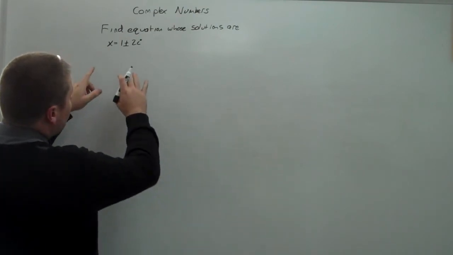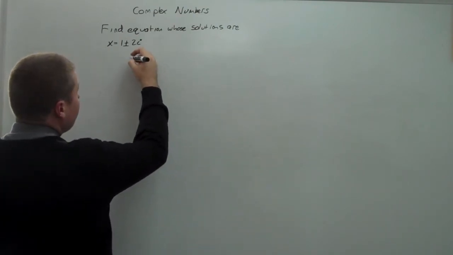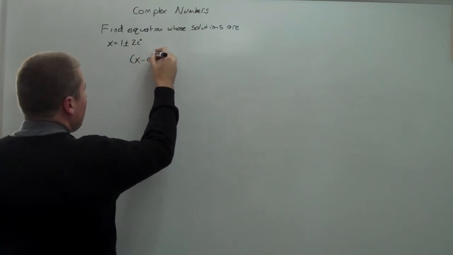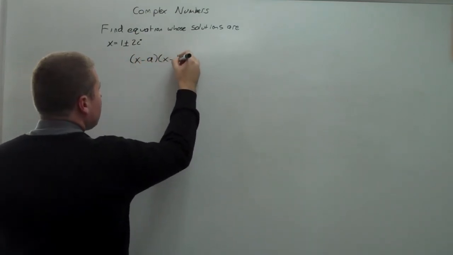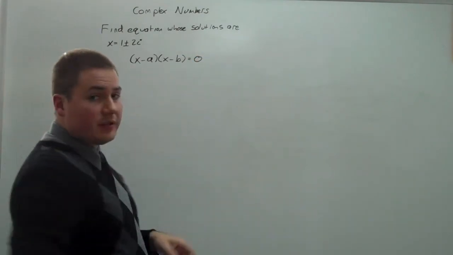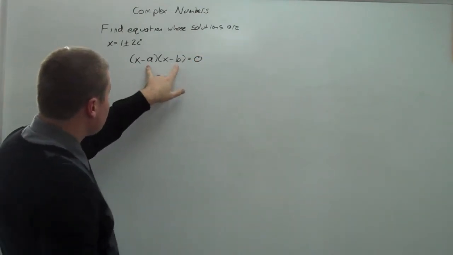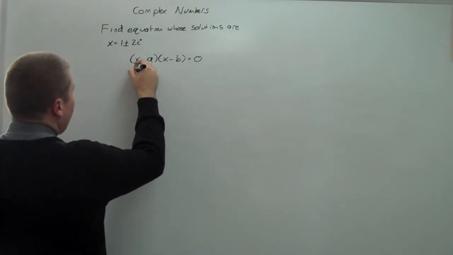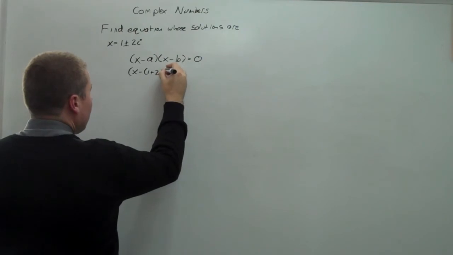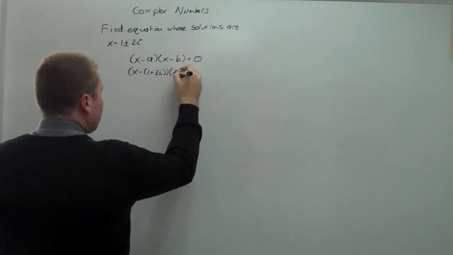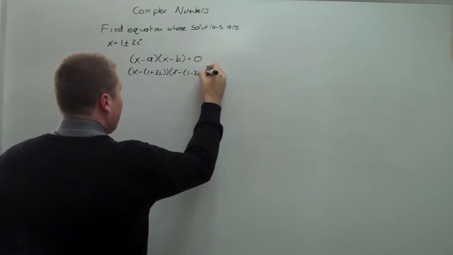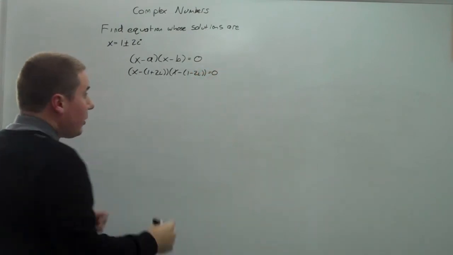So, the way we do this is we look at the solution to any quadratic, which is x minus one root and x minus the other equals 0. Now, instead of being real numbers like we're used to, we're going to put these in as complex numbers. So we have x minus 1 plus 2i and x minus 1 minus 2i. Now we multiply this out.